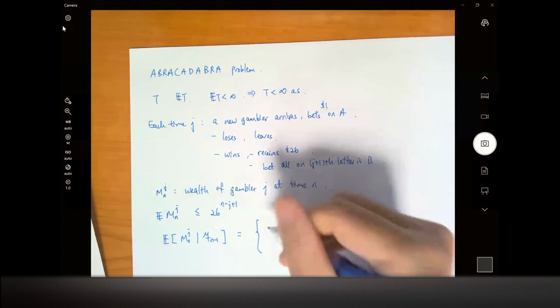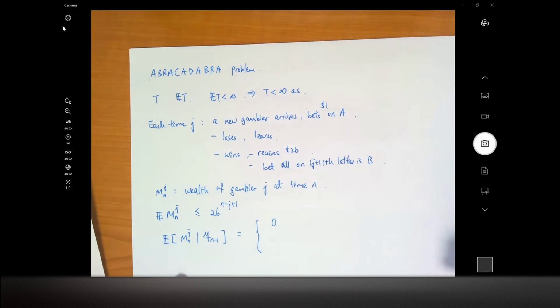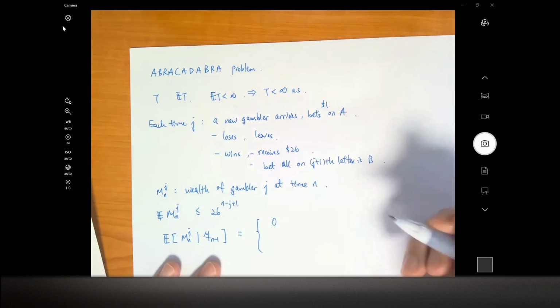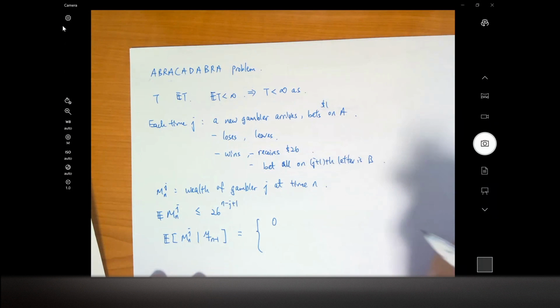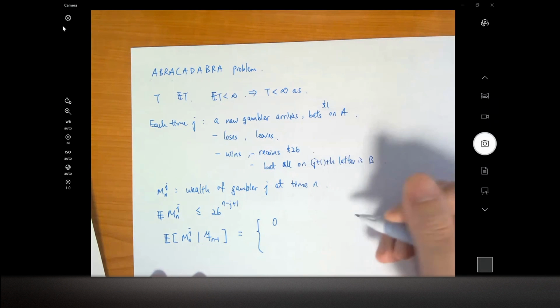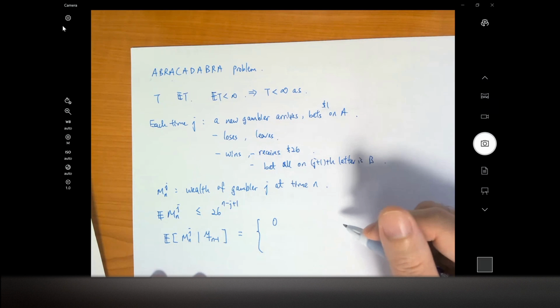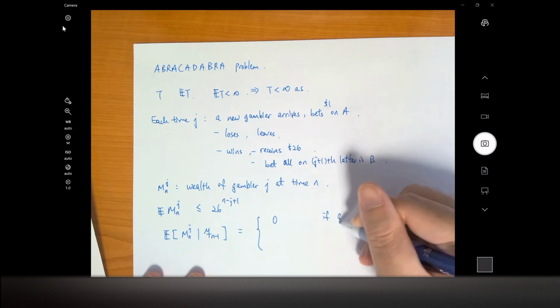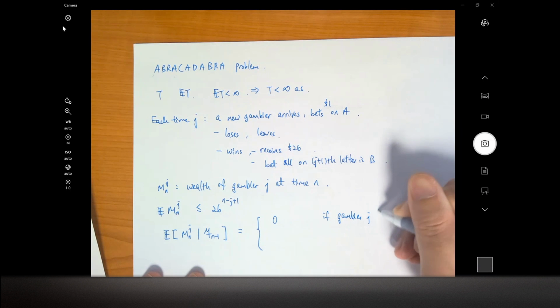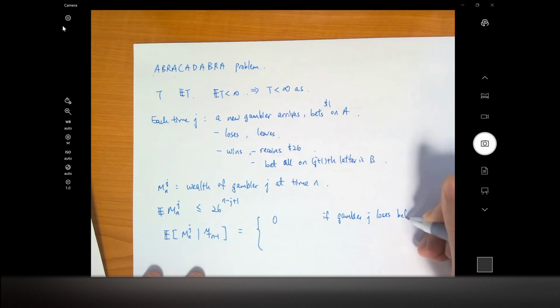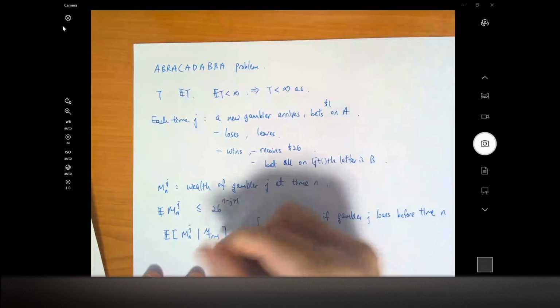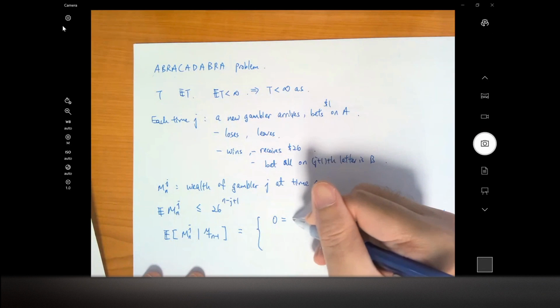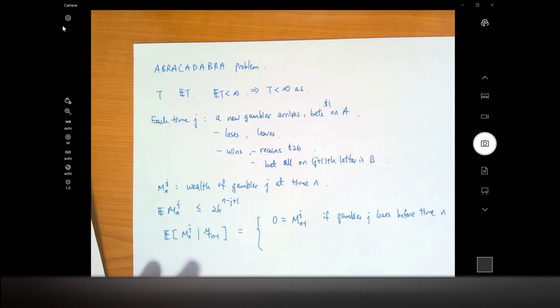So what is this L? It can be equal to 0 if he bets the wrong thing, he loses. This gambler J loses, so this will be equal to 0. And it's also going to be equal to 0 if the gambler loses before time n. If this gambler J loses before time n, that means he has already left, so by definition we set it equal to 0. So this will be equal to Mj of n minus 1.